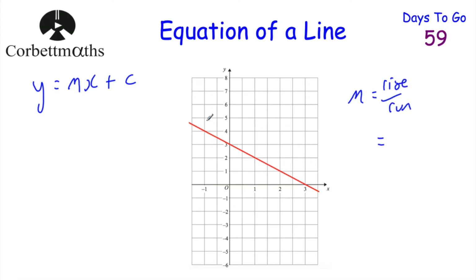So the rise of this line, let's choose 2 points. So I'm going to choose this point here. This is the point -1, 4. And I'm going to choose this point here, which has got coordinates 2, 1. So in terms of the rise and the run, let's turn it into a little triangle. So I'm going to go across and I'm going to go down.